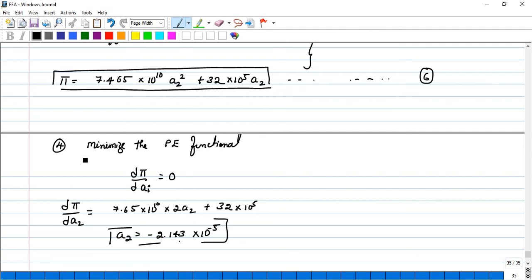Okay, minimize the potential energy functional. So this is the potential energy functional, that is equation number 6. With respect to A2, I was able to identify the value of A2. Okay, next, after doing that, step number 5, determination of displacement and stress.